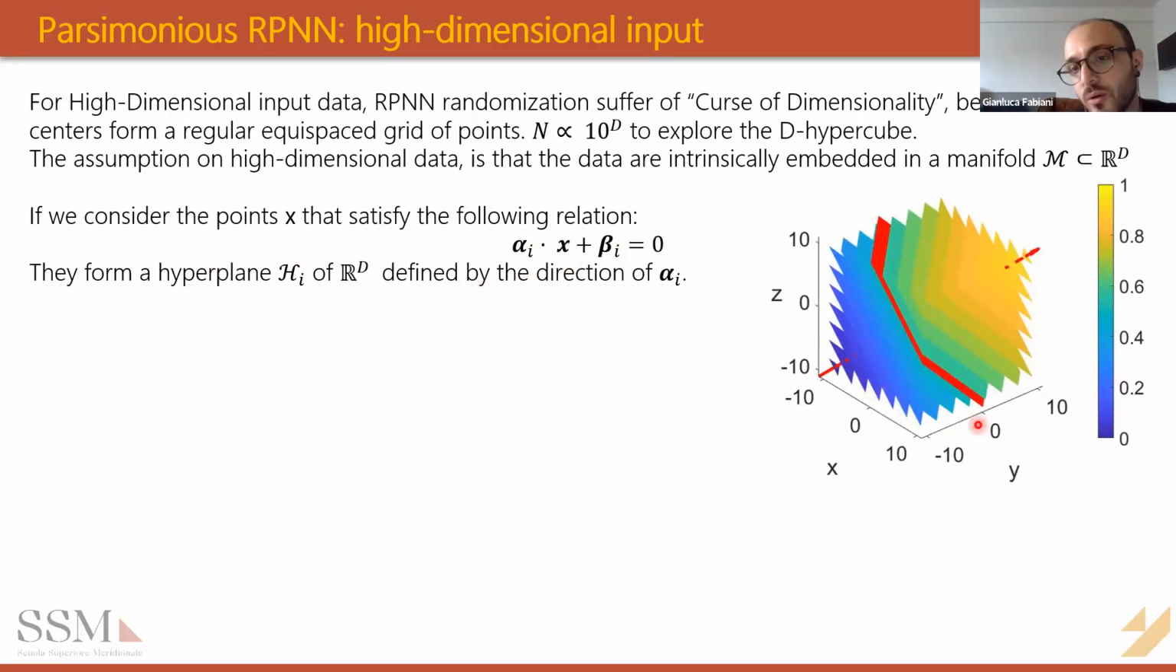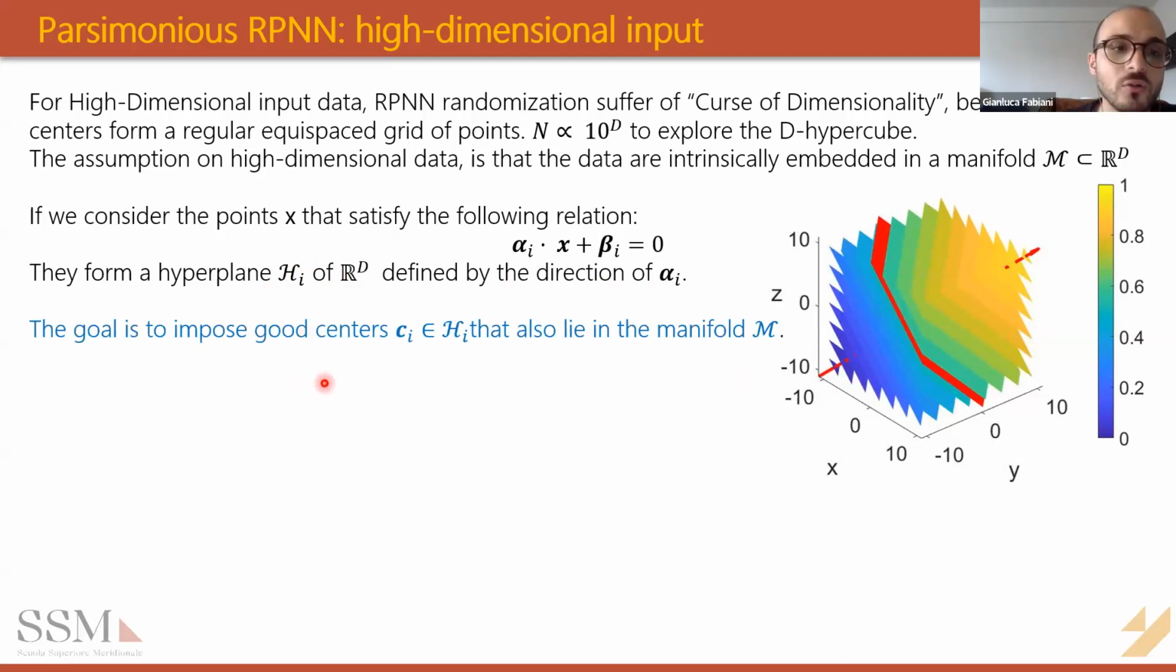So for example, here we have a three-dimensional input, and we can see the level set of a sigmoid. So this is a ridge activation function. You can see that along this direction, the function is just constant, and the variation is only along the direction alpha_i that defines the direction of the hyperplane. So the goal that we have in mind is to find the centers, so the points that are in the hyperplane that also has to lie on the manifold that we are considering.